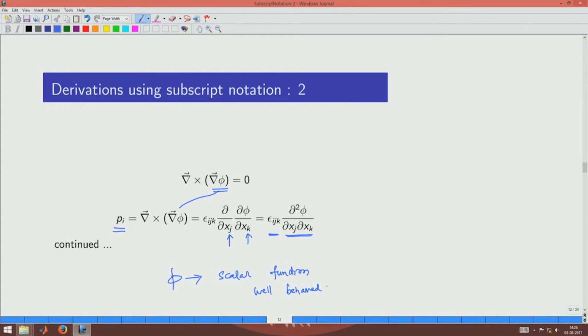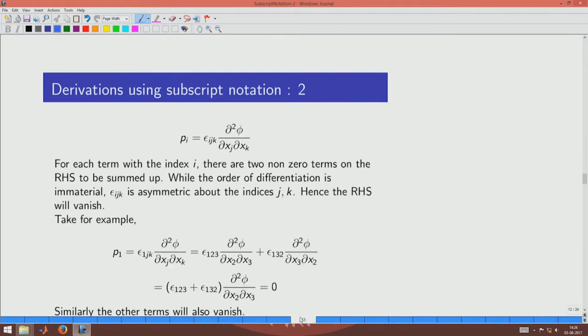What we mean by well behaved is that whenever you change the order of differentiation, there will be no difference in the quantity that is coming out. So, what it means is that when you take, for example, the P and look at one of the terms, P1, then when we expand Pi with i equal to 1 on the right hand side, there are two terms, and you could sum them up and get epsilon 1 2 3 plus epsilon 1 3 2, and I am equating these two.